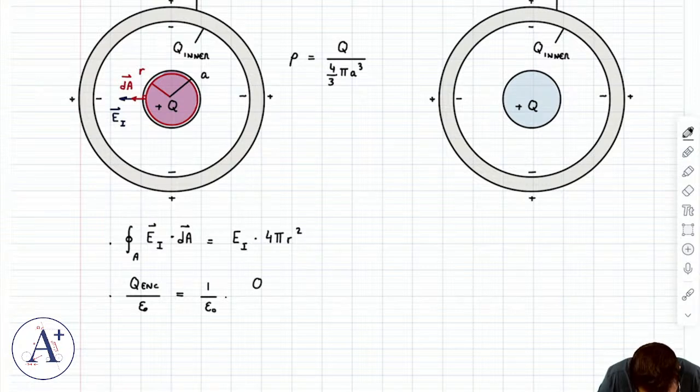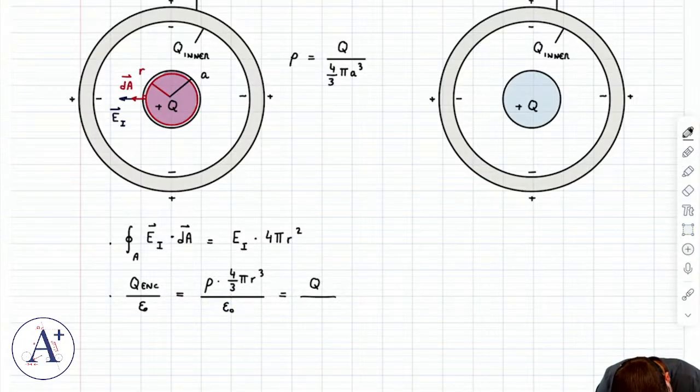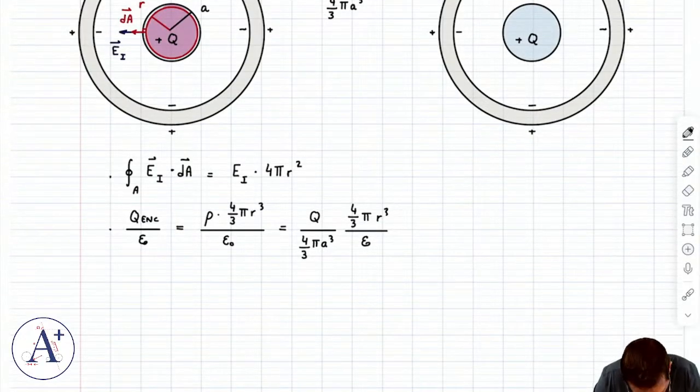So this is going to be rho multiplied by 4/3 pi r cubed. And so that's going to be Q over 4/3 pi a cubed, multiplied by 4/3 pi r cubed, and don't forget epsilon naught down here.